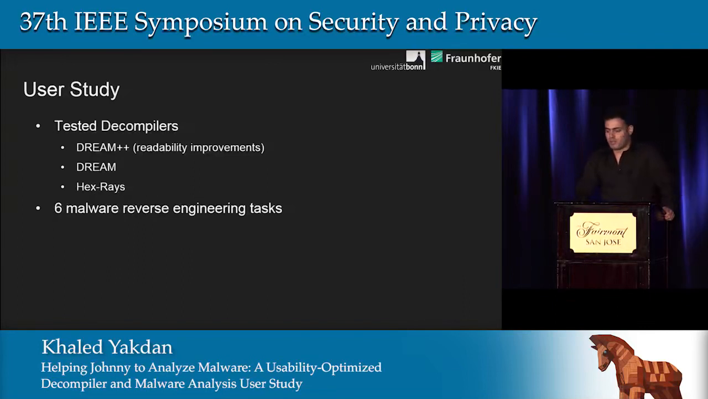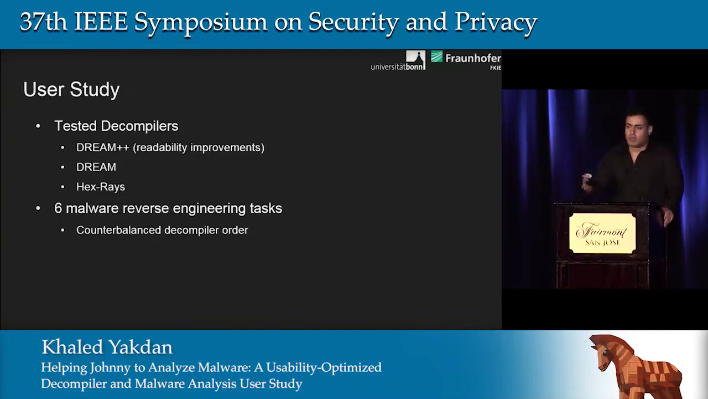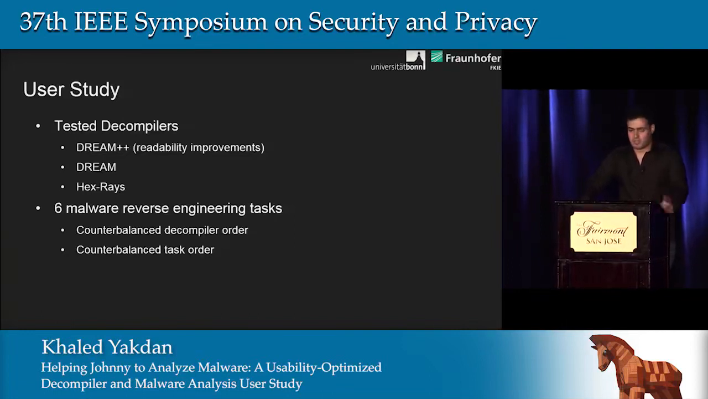To ensure that we have unbiased results, we had to do a lot of juggling with the task order. We counterbalanced the decompiler orders so that each decompiler is used with the same frequency at all positions in the study. We also counterbalanced task order so that, for example, half of the participants start with easy tasks and then have the difficult tasks. The other half had it the other way around.